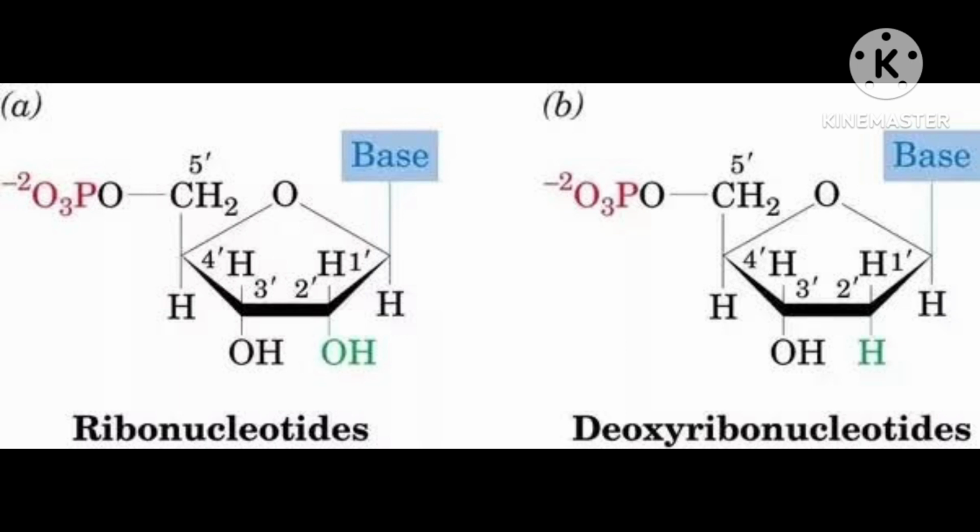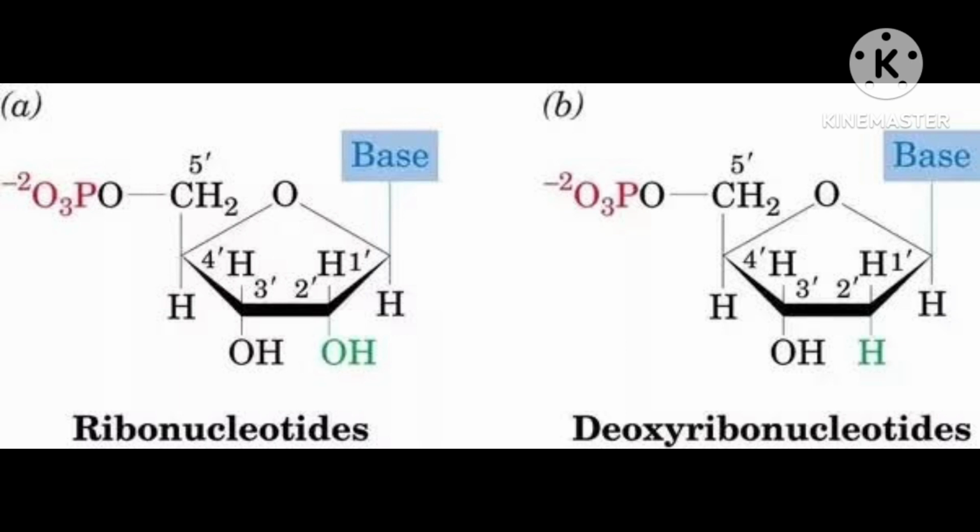That I told you, three things you will get: pentose sugar, second phosphoric acid, third nitrogen containing heterocyclic compounds. This is called actually the base. Now, in DNA molecules, I am telling you the difference between RNA and DNA.